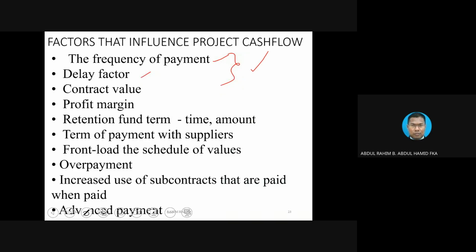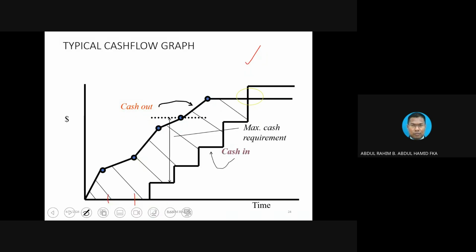Number three and four, contract value and profit margin. Again, interrelated also. If, for instance, your contract value is bigger and your profit margin is bigger, meaning to say the cash in that you are going to get will be higher. The graph you are going to get higher and higher. At the end of the day, you notice that this area will be reduced, which is good for you.